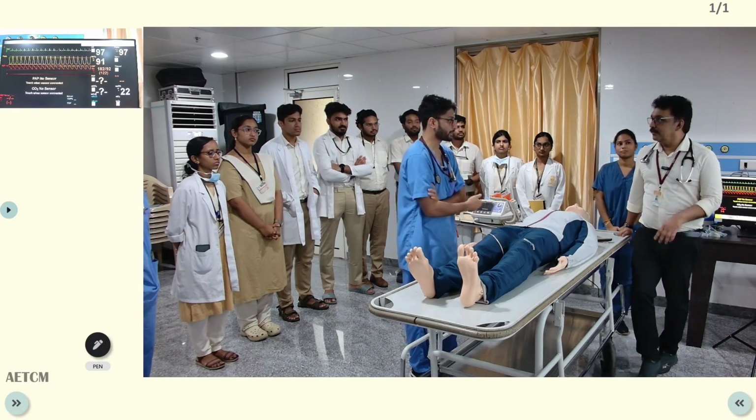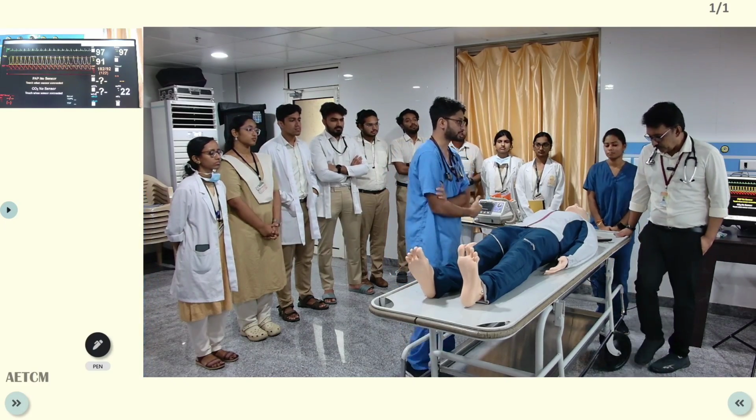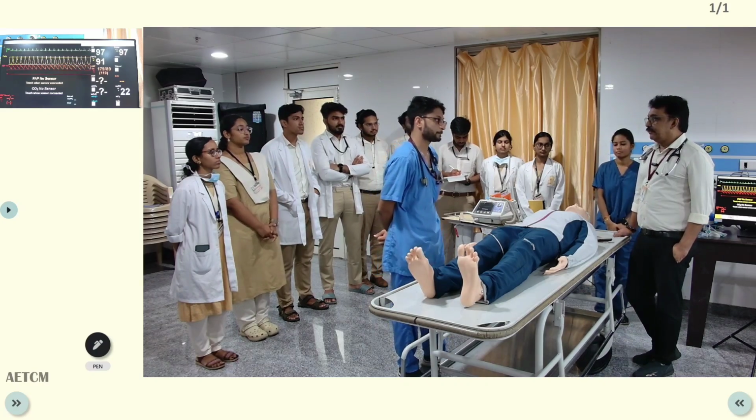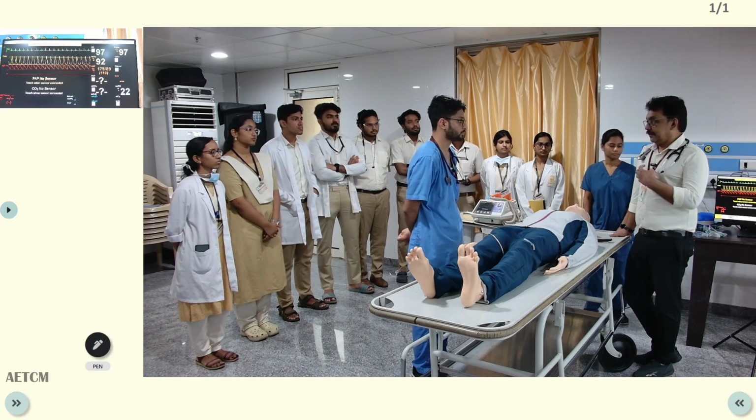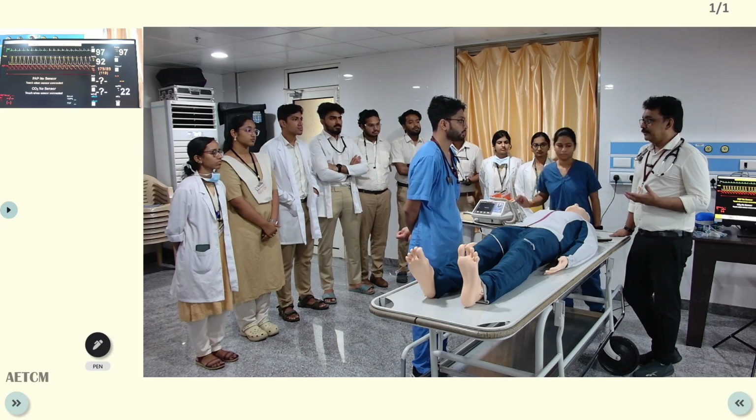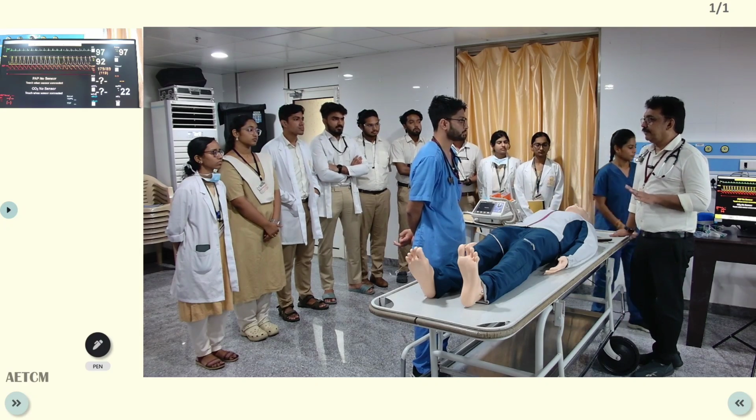Today we are going to discuss a case of a myocardial infarction. Shall we start? So this is a patient, a 50-year-old male, who came here with severe chest pain in the central chest. He's having palpitation and sweating. For the last half an hour he has been having chest pain.